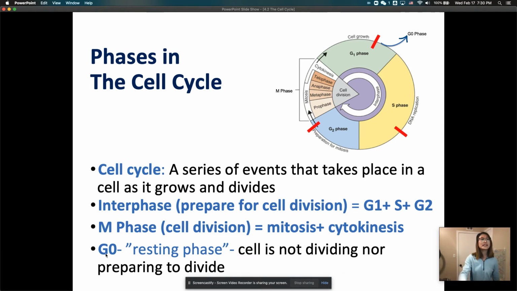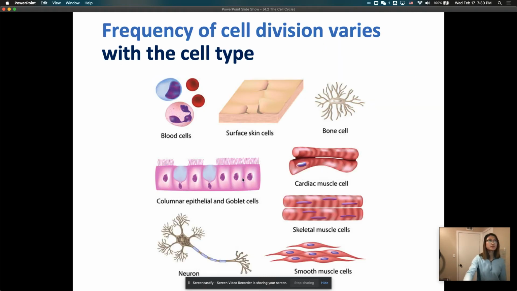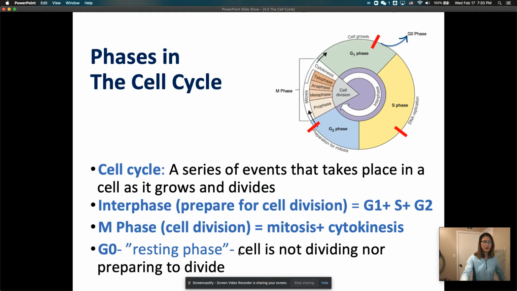So the idea is when a cell is in its G0 phase, the cell is not dividing. This part is dividing. This part is dividing. Nor is it preparing to divide. This is preparing to divide, okay? We'll talk a little bit more about G0 in a little bit. And then moving on, sorry. You can pause right here if you need to write these notes down.